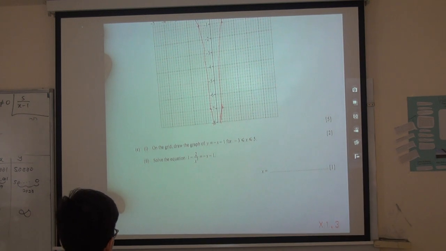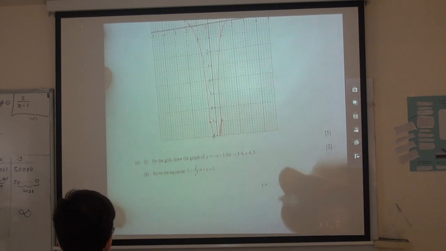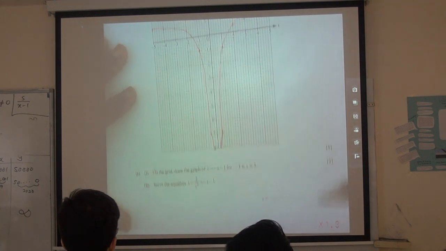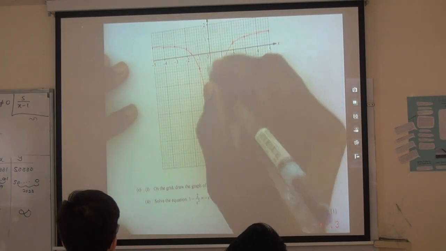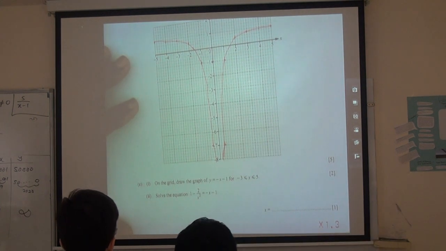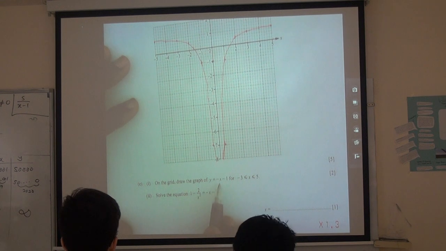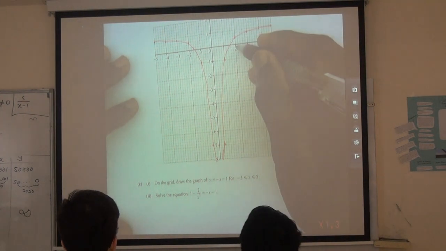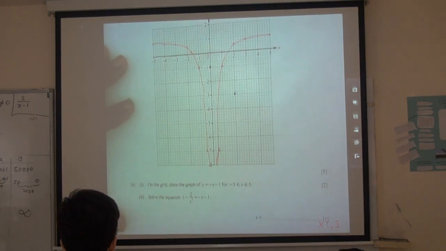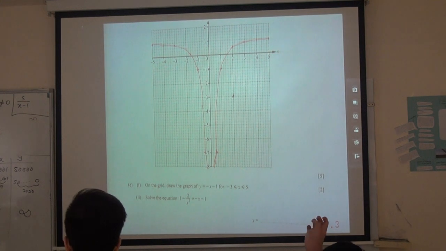So just pick any 2 points. When x is 0, what is y? Minus 1. So when x is 0, y is minus 1 at this point. Then let's pick another one, say, when x is 2, what is y? Negative 3. When x is 2, y is negative 3. Can you see that? Okay, so we draw the line.